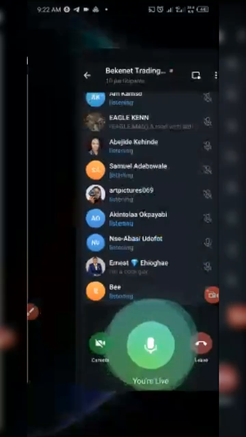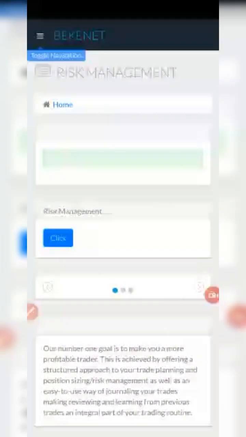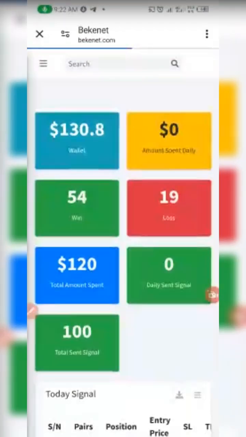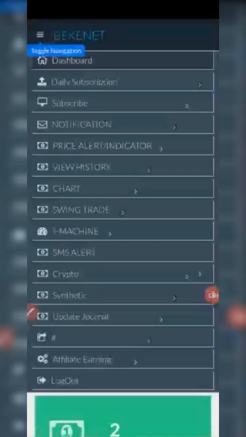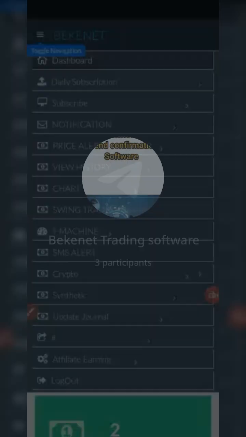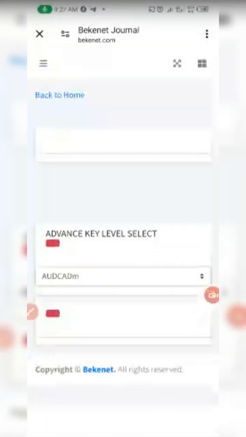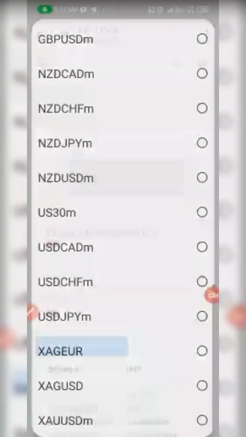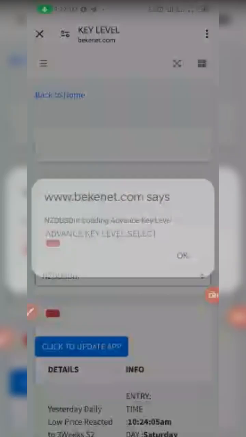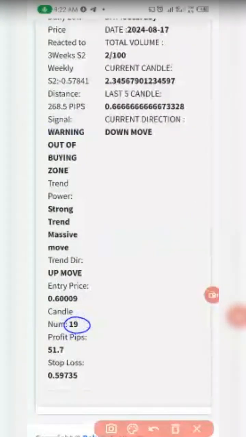We've explained all these things in the training now. So let's go to the app. This is the app. You must follow the rules for you to get the same result. So let's say, for instance, let's use any of those pairs that we're still having. I'll go to Smash 100, click here. Are you seeing the screen, sir? Let's use New Zealand USD. Currently, we are holding this position. We are buying. We entered when it was zero candle. When it was zero candle, it told us up move.